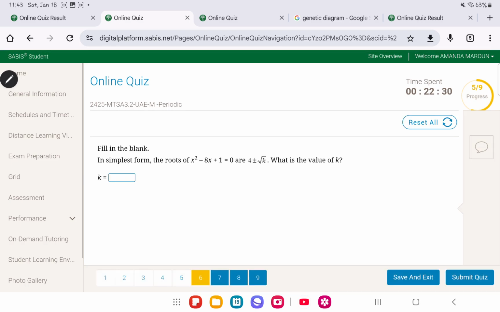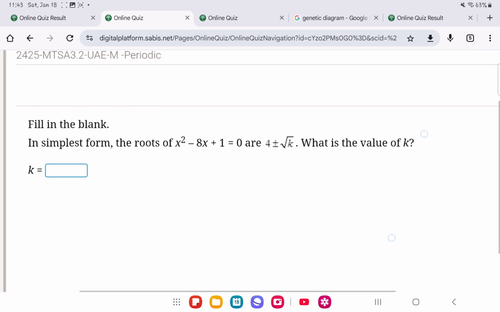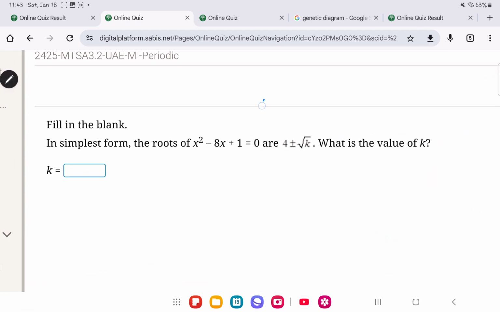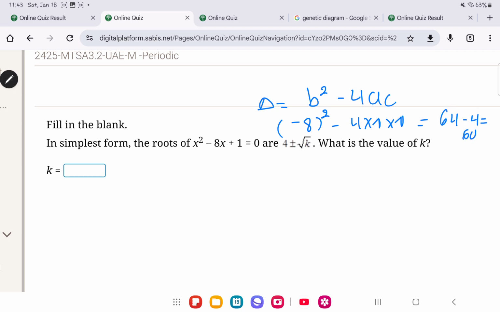Moving on to question number 6. In simplest form, they need the roots of this. So again, we are going to first find the discriminant. Discriminant is equal to b squared minus 4ac. b is minus 8, so minus 8 squared minus 4 times 1 times 1. So 64 minus 4, which is then 60.